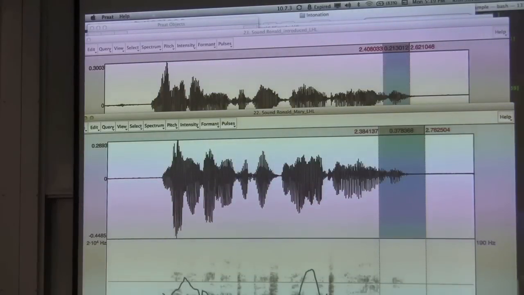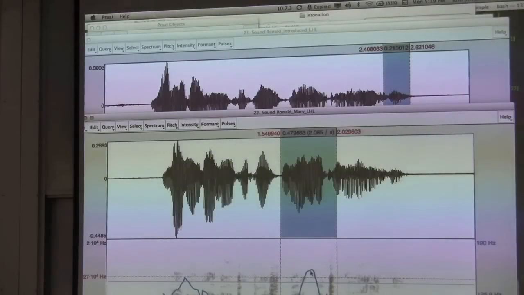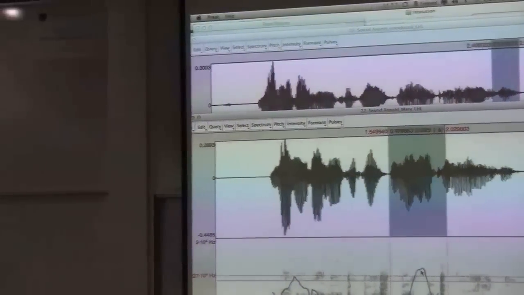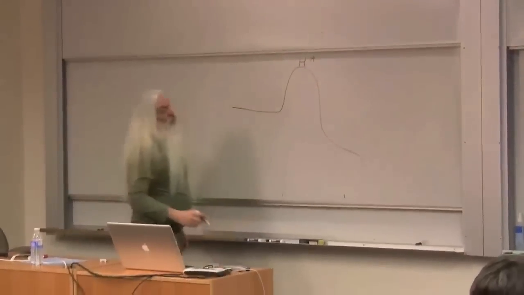Right. So we call this a pitch accent. Because it's high, we call it a high pitch accent. And because it's associated with the accented word, we put a star onto it. So that is, we can characterize that as a high star, H with a little star after it.